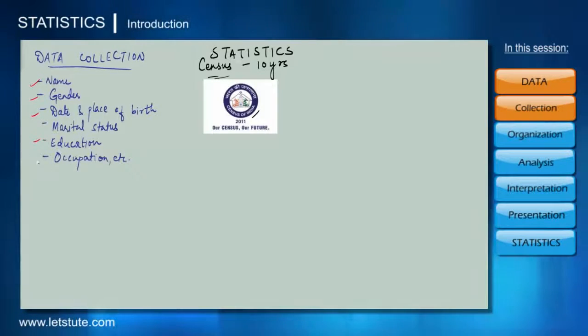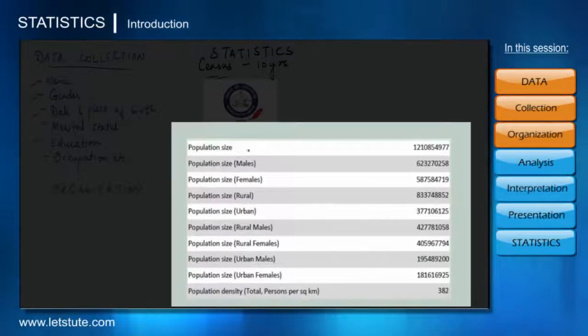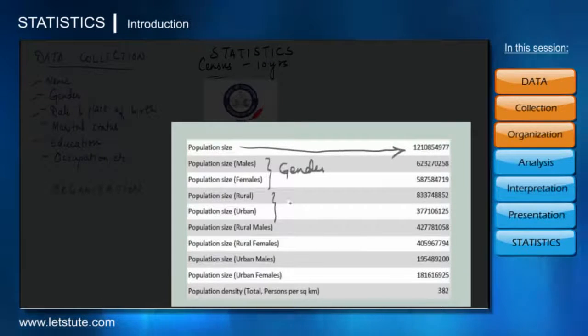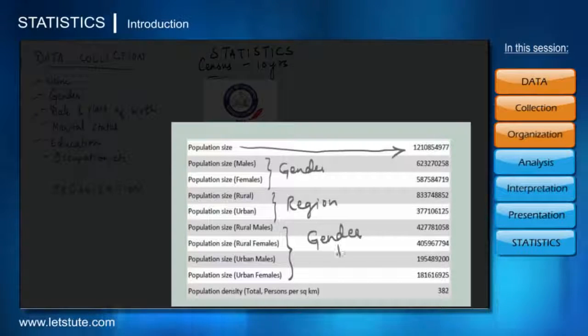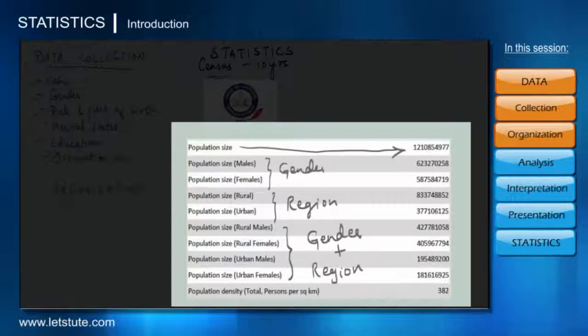Now, if this data was just about a family, then it would have been easier to work with. But since we are dealing with data of the whole population, to make it convenient, we start by organizing this large data. For example, take a look at this data from the recent Indian census. We got data about the population size of India. Now we can further organize it in terms of gender, or in terms of region, rural or urban, or we can go ahead and organize it in terms of both gender and region.